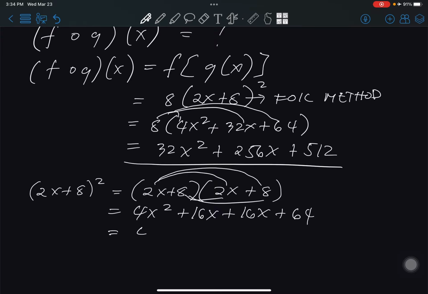So here, let us just combine like terms. 4x squared doesn't have any pair at all because we only have one x squared term. Then 16x plus 16x, we have plus 32x plus 64. Okay, so that is now the simplification of squaring 2x plus 8.